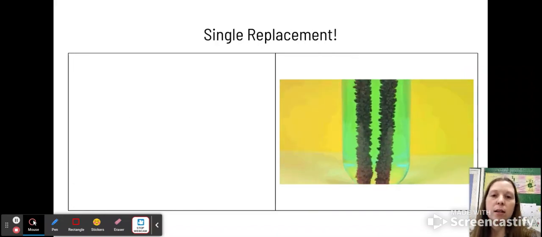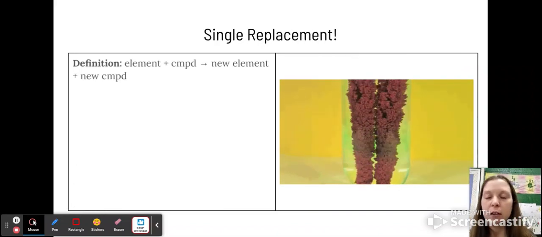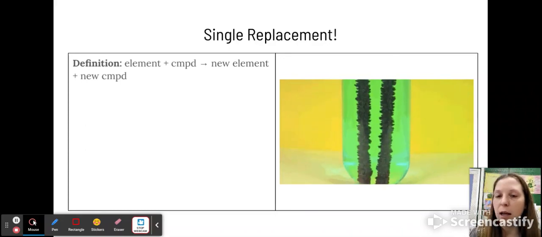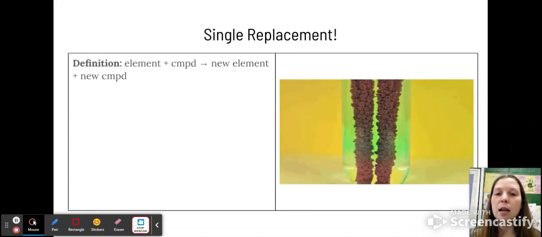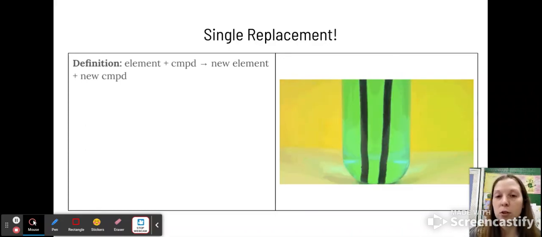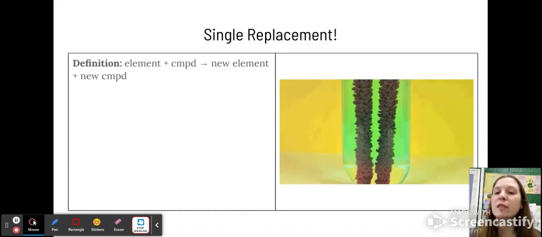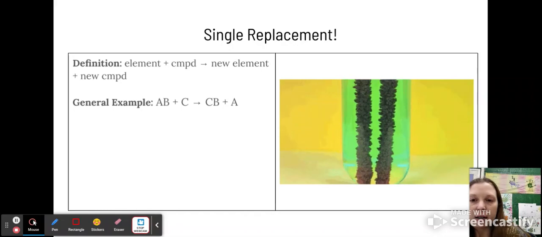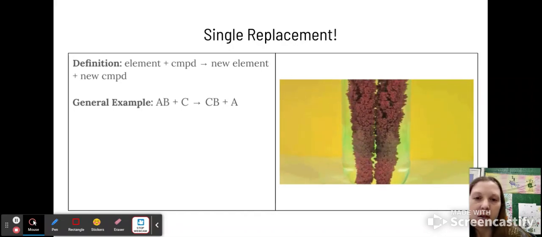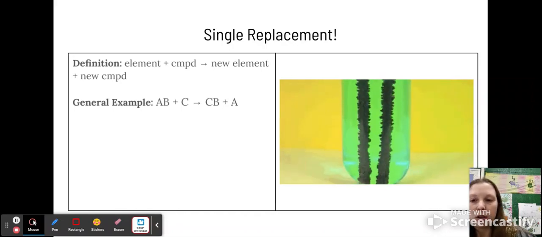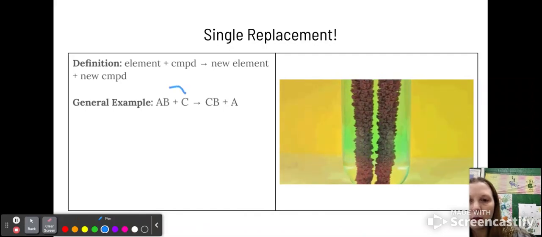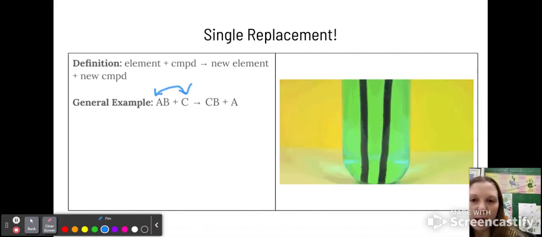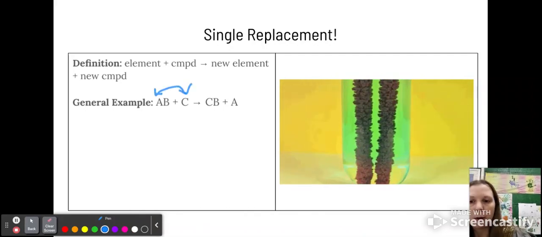All right, so now let's jump into single replacement. The definition for single replacement is you start out with an element and a compound, and then you produce a new single element in a new compound. So our generic example here is AB plus C yields CB plus A. So as you can tell, the C and the A switch places, okay?